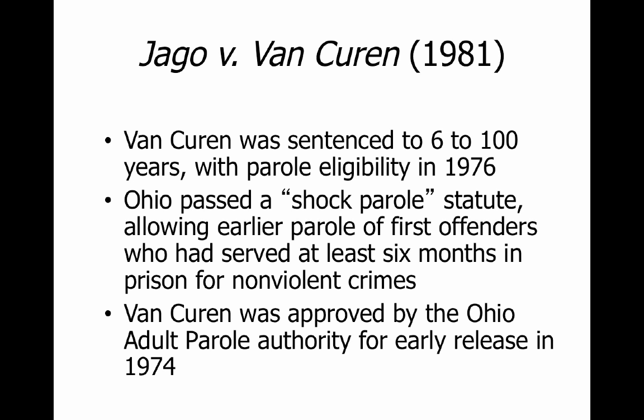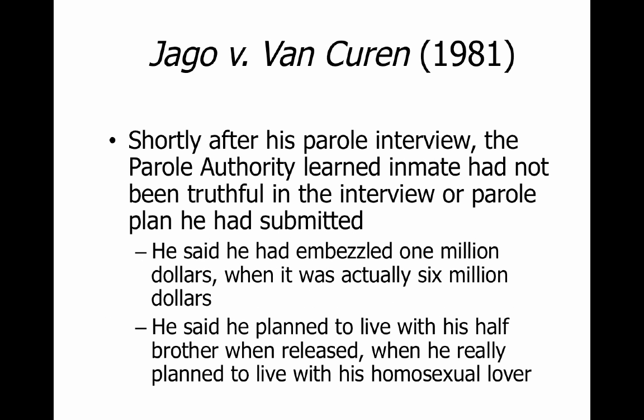In Jago v. Van Curen, Van Curen was sentenced to 6 to 100 years with parole eligibility in 1976. Ohio passed a shock parole statute allowing earlier parole of first offenders who had served at least 6 months in prison for nonviolent crimes. Van Curen was approved by the Ohio Adult Parole Authority for early release in 1974. Shortly after the interview, the parole authority learned the inmate had not been truthful in the interview or parole plan he'd submitted. He said he had embezzled $1 million, which was actually $6 million.